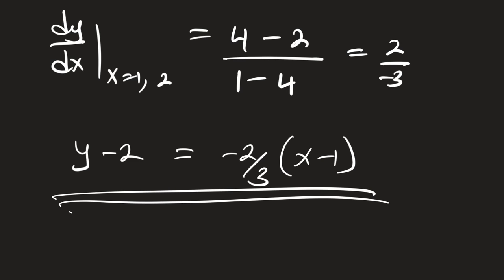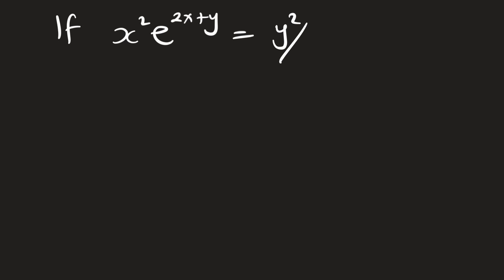And these are the equations of the tangent line to the curve at the given points. So that's what they wanted you to do. Okay, the question says calculate dy/dx by implicit differentiation. If you have x squared e to the 2x plus y equal to y squared over 2, find dy/dx by implicit differentiation.